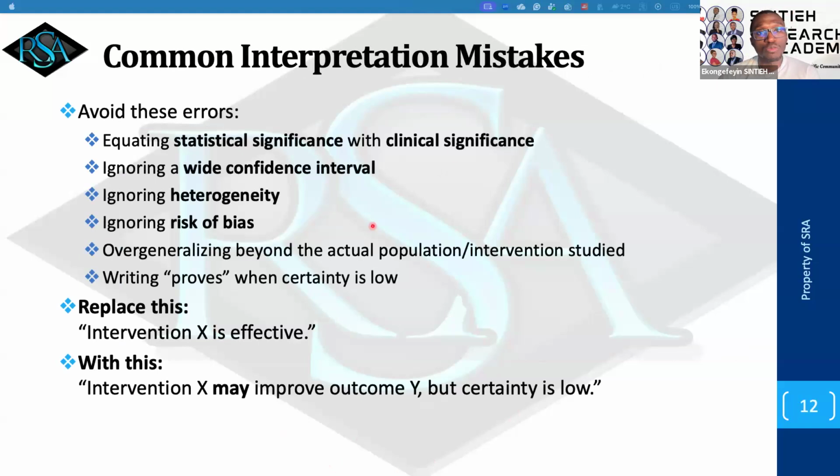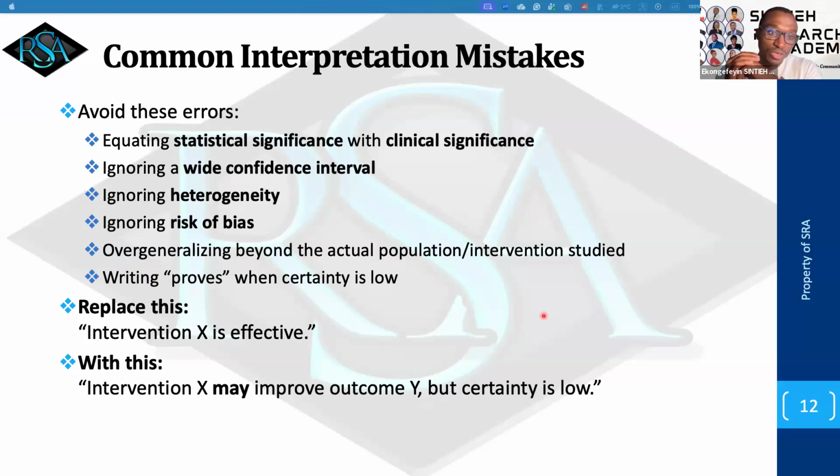Good. Now, common mistakes that people would do, right, is that they equate statistical significance to clinical significance and they ignore a wide confidence interval. Last week we spoke about confidence intervals in forest plots, and we saw that in one of the studies, they had a very wide confidence interval in some places, and then they ignore heterogeneity. We also mentioned this last week, and then also ignore the risks of bias. So it's very important not to overgeneralize your results because in most of the studies, the population and intervention are made in experimental conditions, not in the real world.